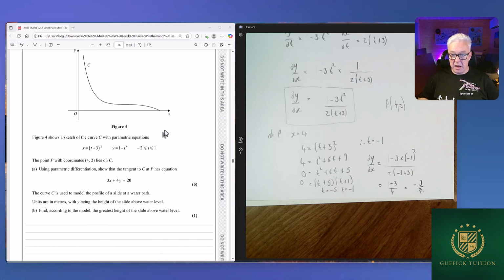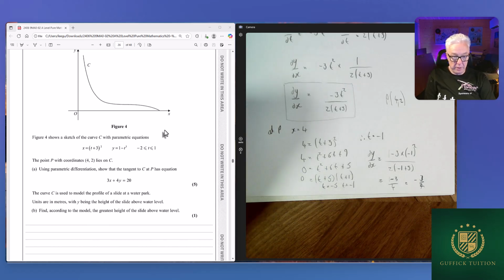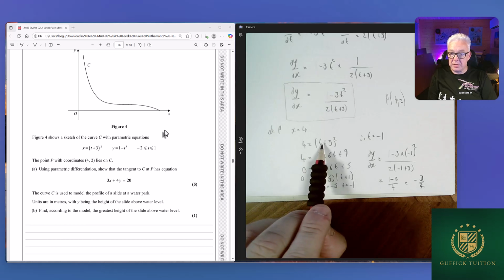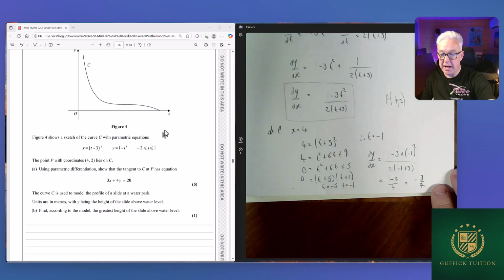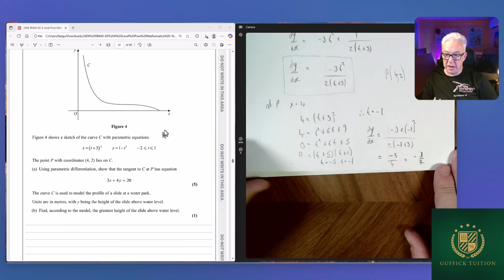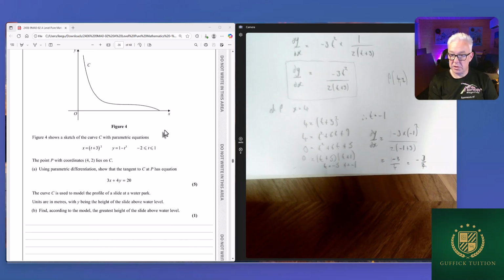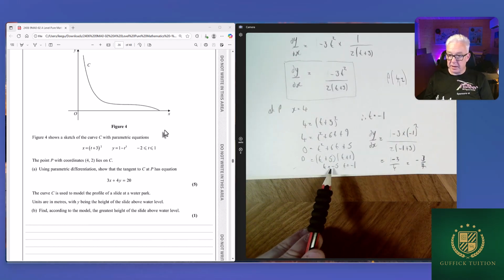If necessary, we could solve it for both x and y to see what value of t we get. But in practice, as you'll see in a moment, when we solve for x, we don't need to go any further, and I'll explain why. So we know that at the point P, the x coordinate is 4. So I'm going to solve 4 equals (t + 3) all squared. So we're going to have 4 equals t² + 6t + 9. Take the 4 over to the other side, and that gives us t² + 6t + 5, which factorizes nicely into (t + 5)(t + 1), which means that t is either −5 or −1.